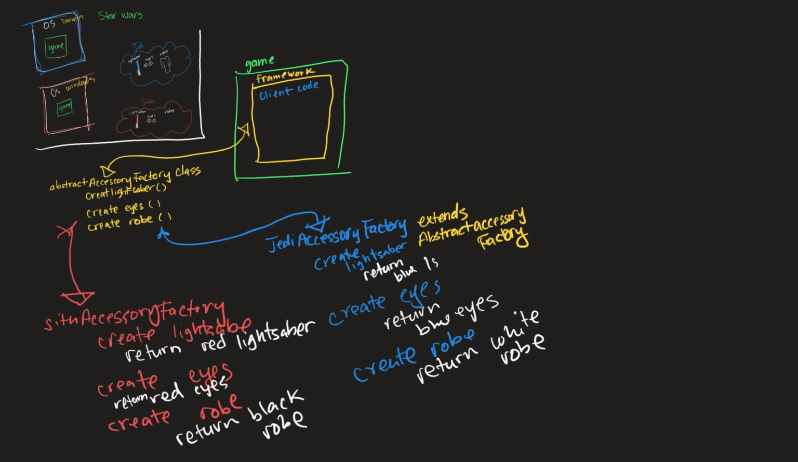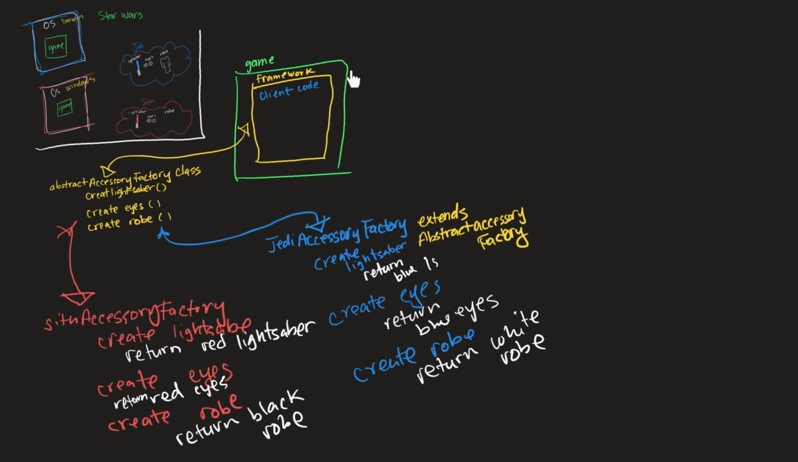And as you can see, the interface for creating lightsaber, creating eyes, and creating robe are the same for both classes because they both are implementing the methods of the parent class. But the thing that's different is what's being returned, the objects that are being returned.